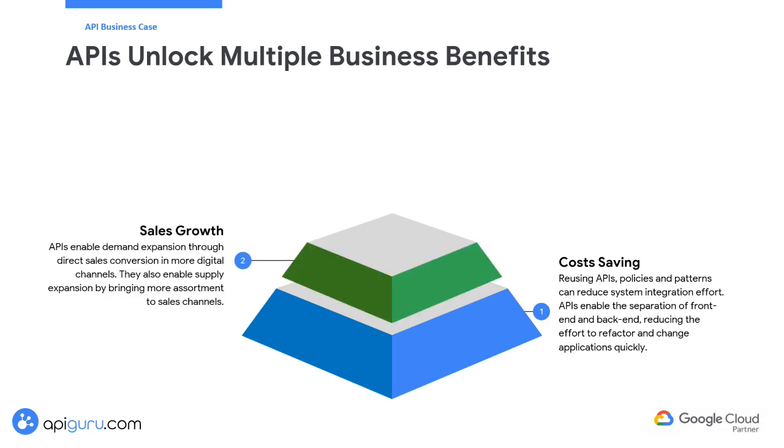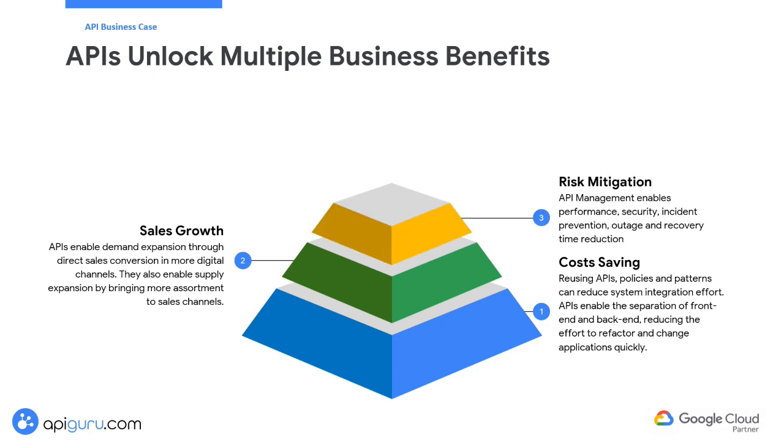Next, we see sales growth. APIs drive demand expansion by enabling direct sales conversions across various digital channels. Additionally, they enhance supply options, bringing a broader assortment to sales platforms. Following that, we have risk mitigation. Effective API management enhances performance, security, and incident prevention while reducing outage times and recovery efforts.